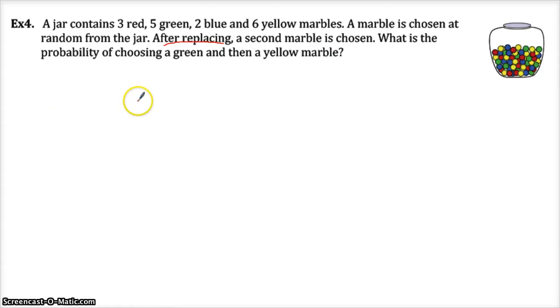So, all right, what's the probability of choosing a green? The green is 5 out of, oh, I didn't count these up yet. 5 out of 16, looks like. And then we put it back, so we're back to the jar of 16, and then what's the probability of yellow after that? The yellow after that is 6 out of 16. So this is 30 out of 256, it looks like. Okay, that's not bad. I didn't have to make a tree diagram or nothing.